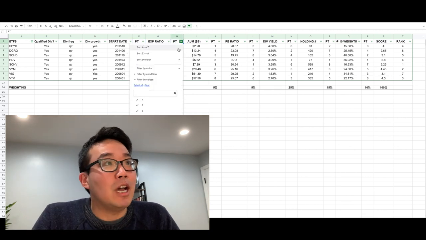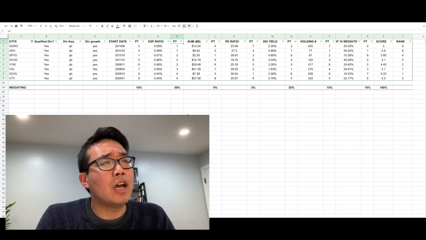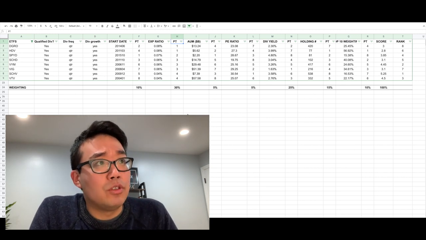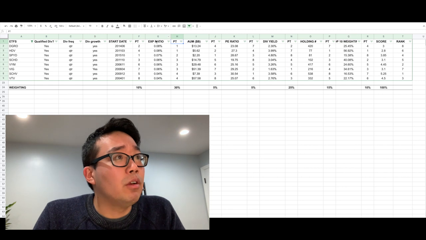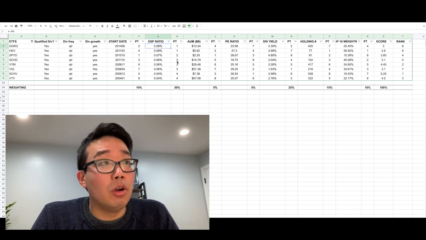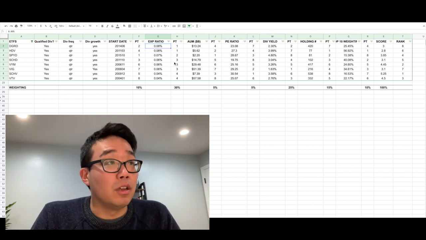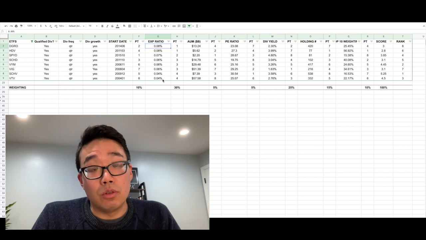The next one I'm looking at is the expense ratio. This is basically telling me how expensive it is to invest in this dividend ETF. How you would read this is, if it's 0.08% for DGRO right here, it's basically telling me that for every $10,000 I invest into DGRO, I'm paying $8 annually for that fund. And so I want to keep this as low as possible.